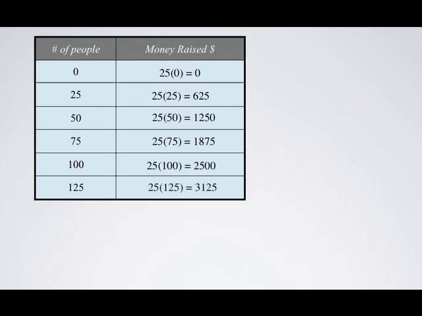And for 125, you'd have raised $3,125. This can be represented by the equation T is equal to 25N, where T is the money raised and N is the number of people invited to the dinner.